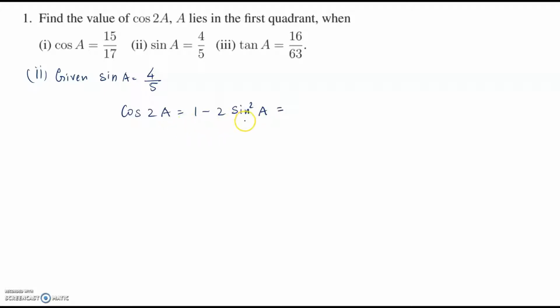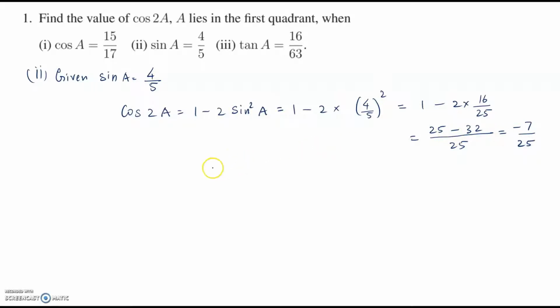Okay, so this is an identity. So replacing the value of sine A into this identity, you get this is equal to 1 minus 2 into 4 by 5 squared, which will be equal to 1 minus 2 times 16 by 25. And that's equal to, 25 as a common denominator, 25 minus 2 times 16 is 32. So that is minus 7 by 25. Therefore, cos 2A is equal to minus 7 by 25.